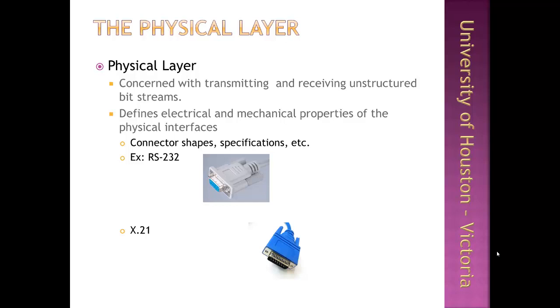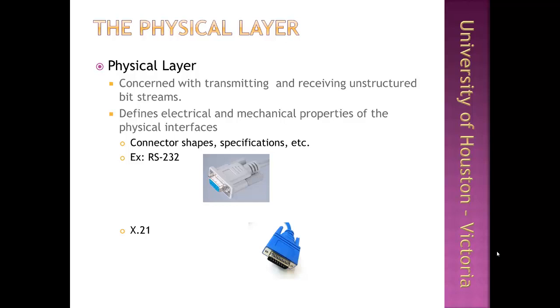The physical layer essentially is concerned with transmitting and receiving unstructured bit streams. So as far as the physical layer is concerned, it doesn't care where the information is going, where the information came from, or what is the content of that information. It essentially transmits just zeros and ones, regardless of what those zeros and ones actually mean. It basically defines the electromechanical properties, or the electrical and mechanical properties, of your physical interfaces. It includes connector shapes and specifications and any number of different criteria that you might have.